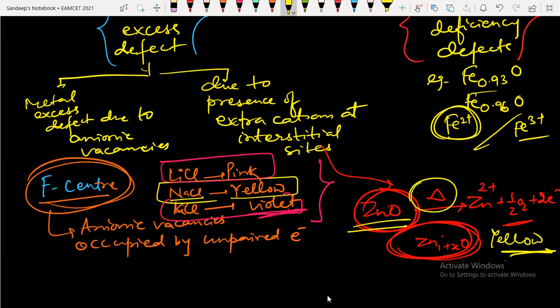So these are the topics that are very important from solid state, student. I have tried to give you the maximum. I hope you understood, student.